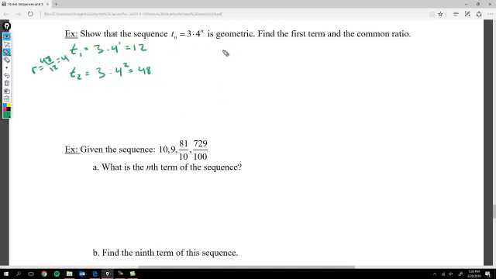In order for that to be true, I need to find my nth term. My nth term is given, it's 3 times 4 to the n. And I need to find my n minus 1th term, or the term right before it, which would be 3 times 4 to the n minus 1 power. Then using the formula I gave you above, I should be able to find my common ratio by dividing any number by the number that preceded it, or the number that came right before it.